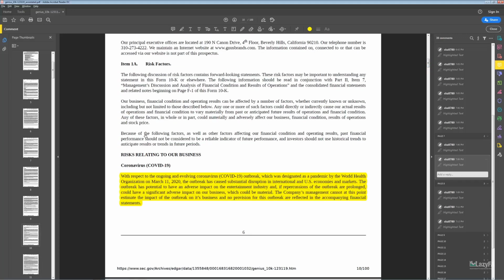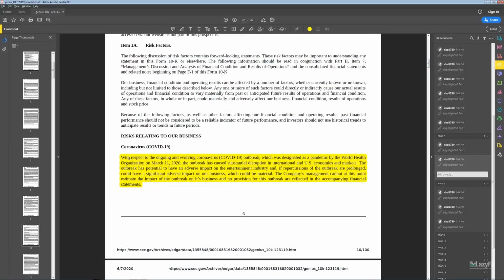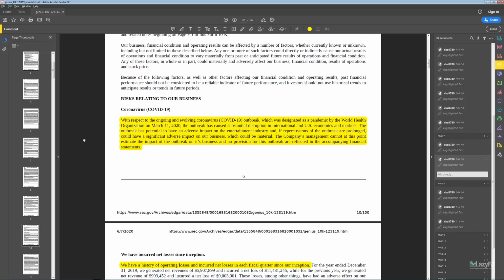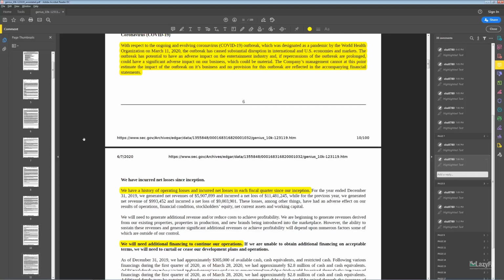So this is where I found that they don't really know how the coronavirus pandemic is going to impact them. It says here, the company's management cannot at this point estimate the impact of the outbreak, and no provision for this outbreak is reflected in the accompanying financial statements. So they really just haven't really said anything about it. So that's a question that you might need to answer yourself.